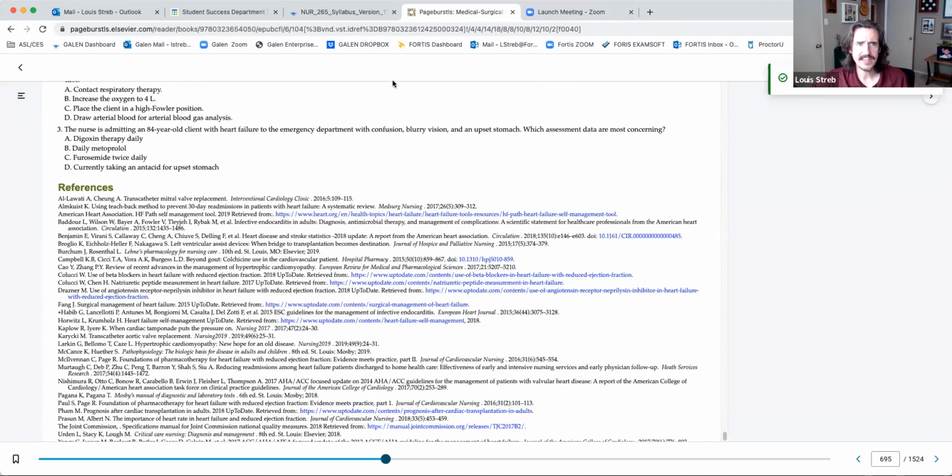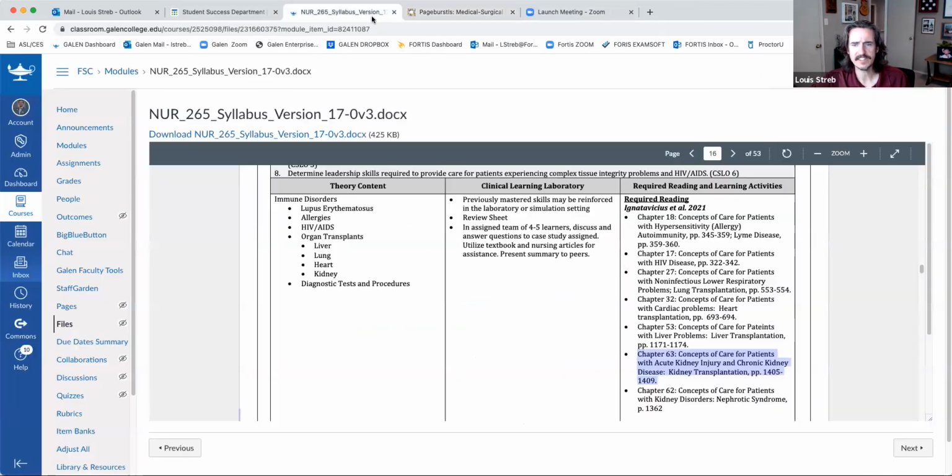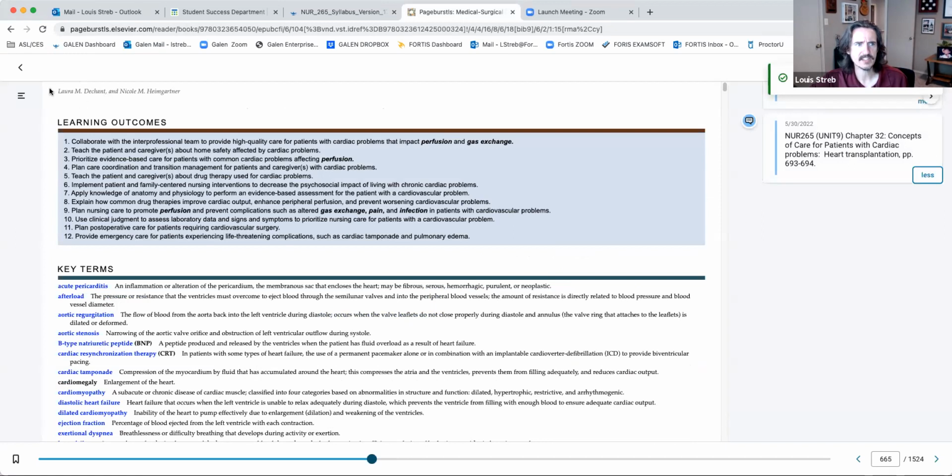All right, so that's it. That's the rest of that chapter. We can move on from that one, and we can go to the end of the chapter. Go back to our syllabus. We did chapter 32. Now let's move into chapter 53. And we're going to do all of these together. So we'll go right into chapter 53 next.